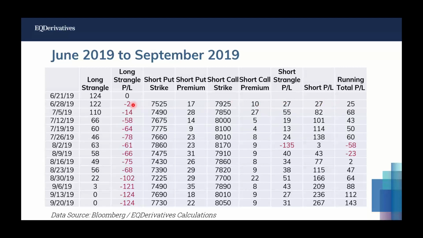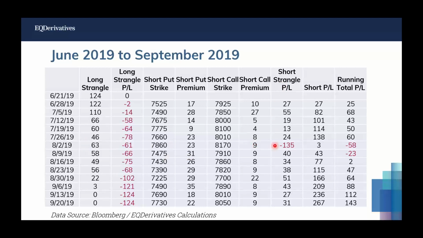We only had $2 worth of time decay. And in fact, with one exception, the long strangle continuously lost value. The one exception was a small bump up right here. And you can see that bump up actually had a pretty negative impact on the short strangle as well.